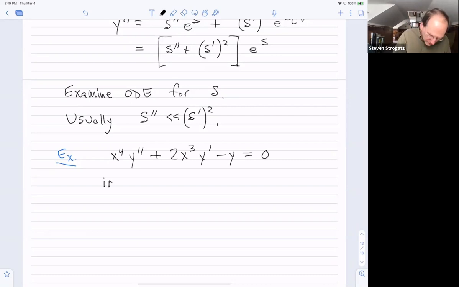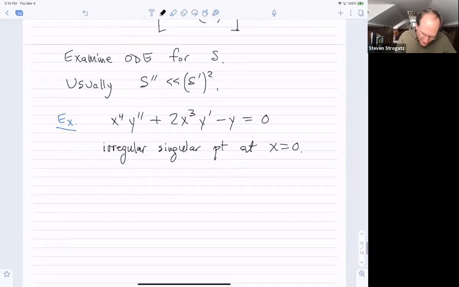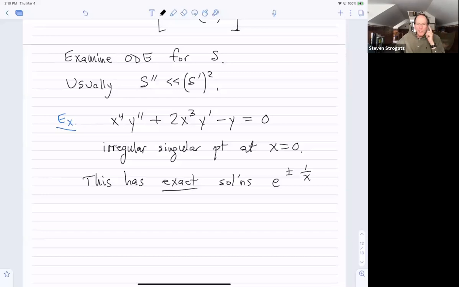Turns out it has an irregular singular point at x equals 0. You can check that it does. And here's the part that's amusing and why I say it's contrived. This has been cooked, this question, to have exact solutions that we can just write down. This would not normally happen. But it actually has exact solutions that are e to the plus and minus 1 over x. You can just plug that in and you'll see it will work.